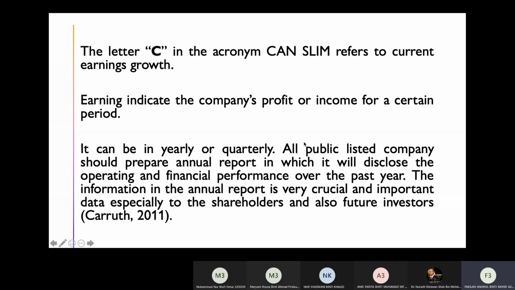So all public listed companies should prepare annual reports in which they disclose the operating and also financial performance over the past years. The information in the annual reports is very crucial and important, especially to the shareholders and also to future investors. This is according to CARES 2011.